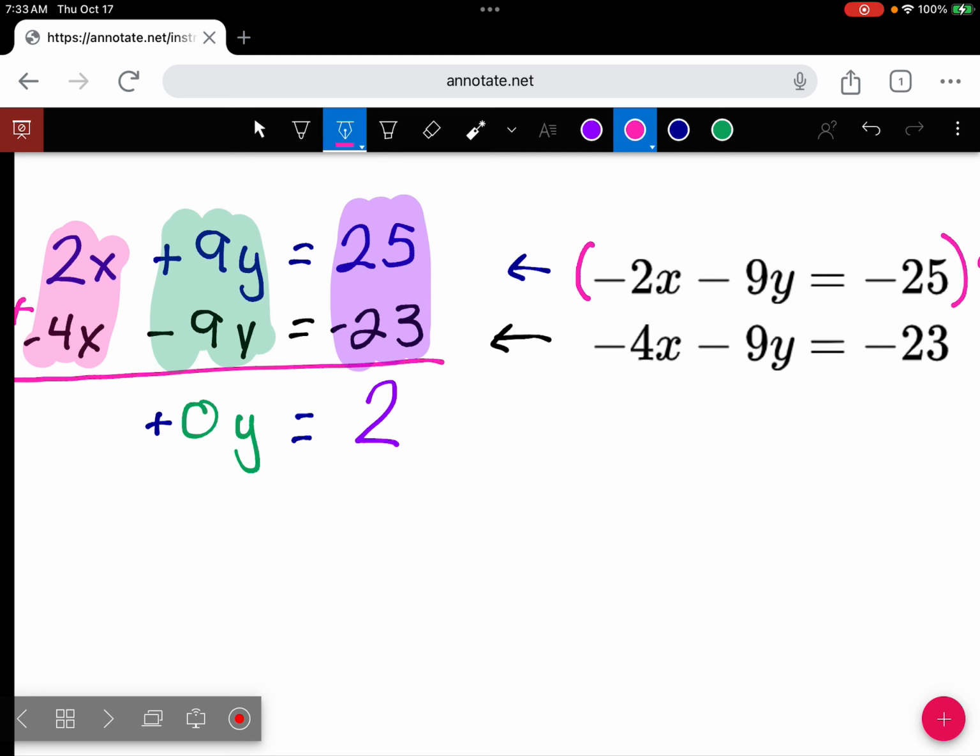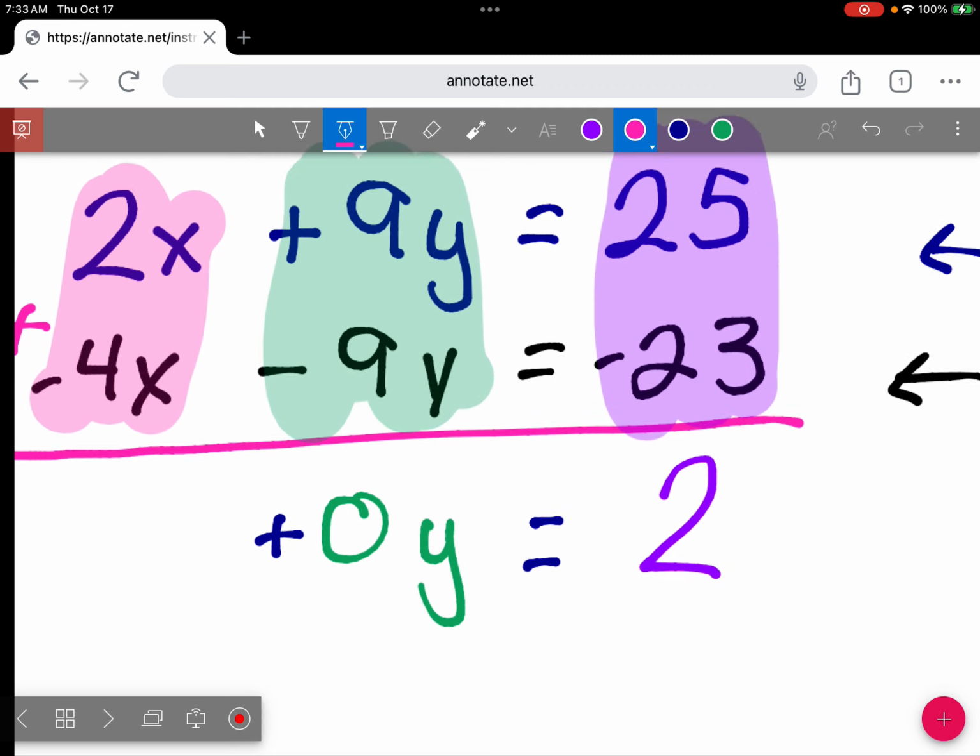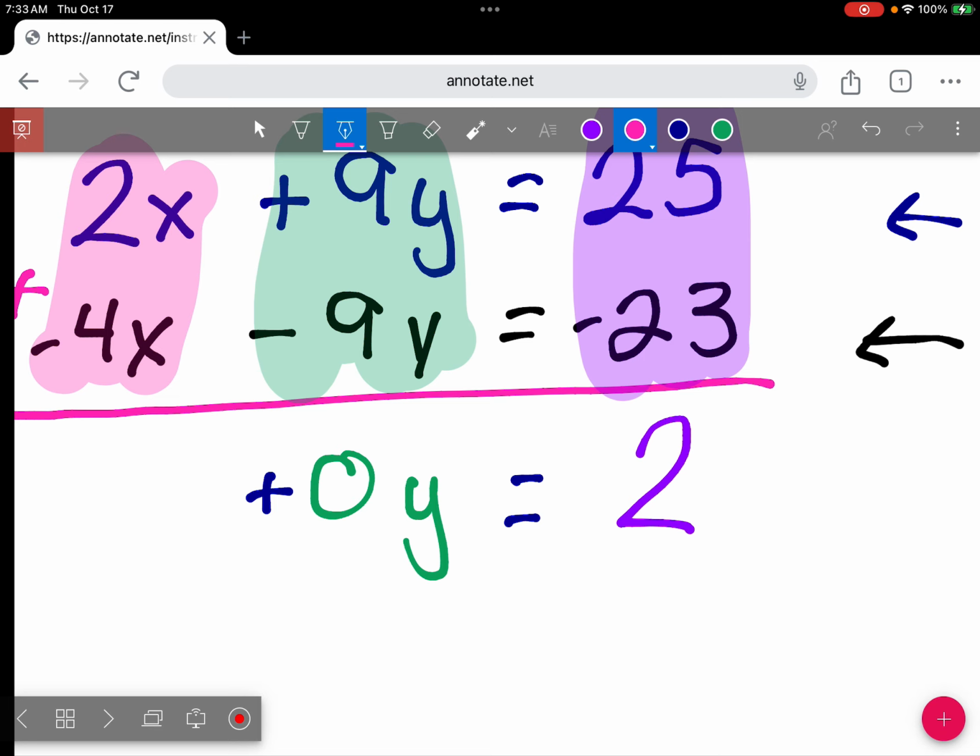What is 2x plus -4x? What is 2x plus negative 4x, guys? Negative 2x.